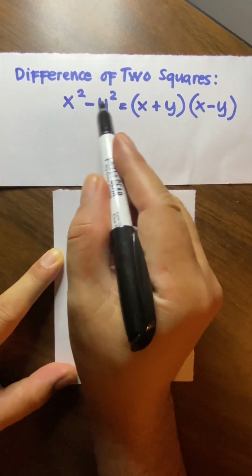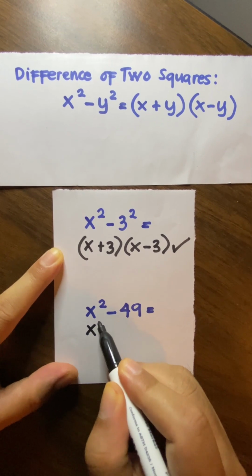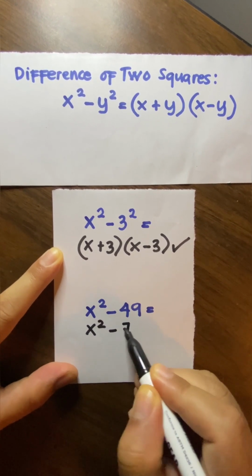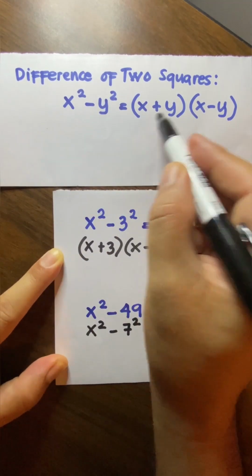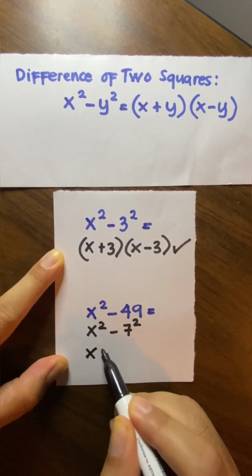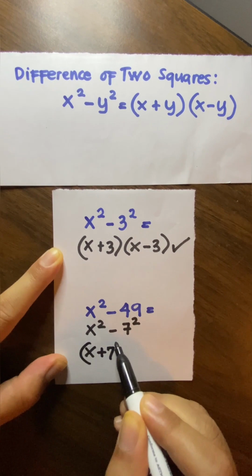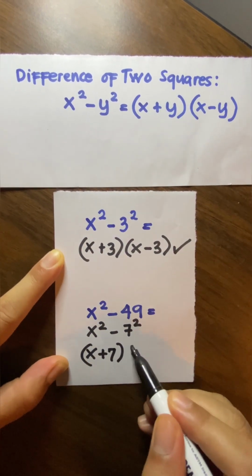What about this second problem? First, we rewrite the equation so it will be the same format as the one above. We rewrite 49 as the square of 7. Now we continue by following the difference of two squares equation. Thus, the final answer is x plus 7 and x minus 7.